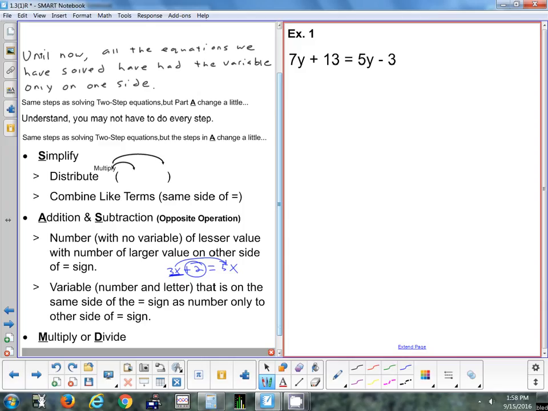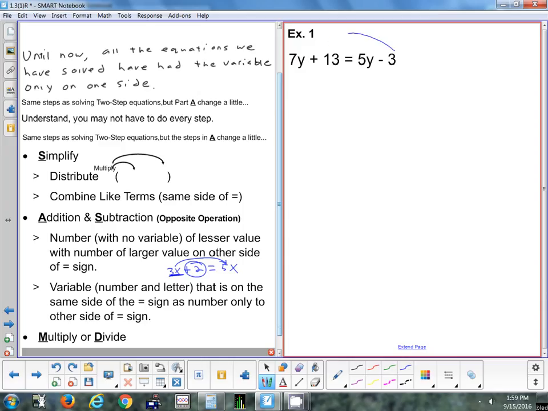Let's start with the numbers, the 13 and the negative 3. What could I do to both sides so that I put all the numbers without letters on the same side, and I don't get a negative? Should I move the 13 to the right, or should I move the negative 3 to the left? Which way should I do it? Emily? Move the negative 3 to the left.